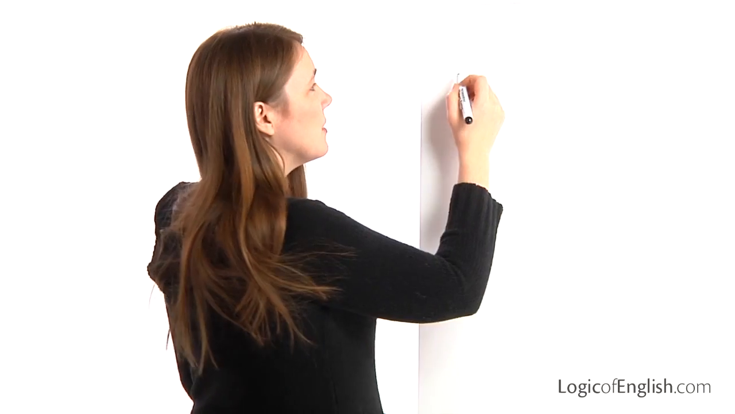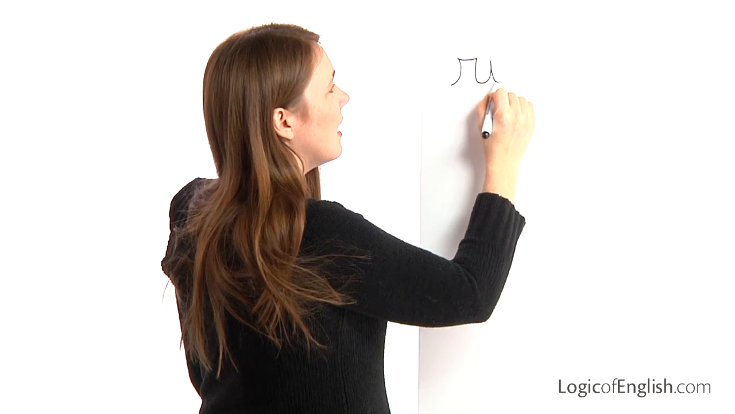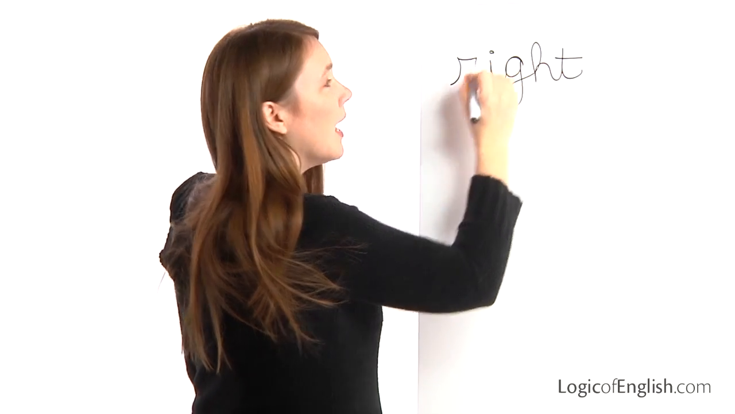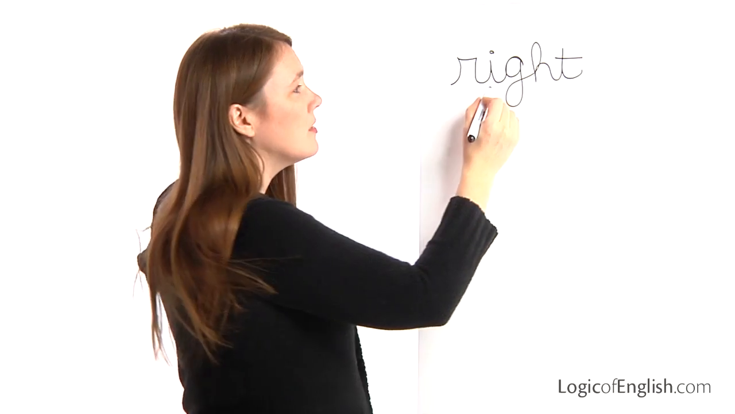Be sure that you're sounding it out as you write it. And now help me to write it. Sound it out with me. R, igh, T. And how will we mark right? We'll underline the three-letter I.